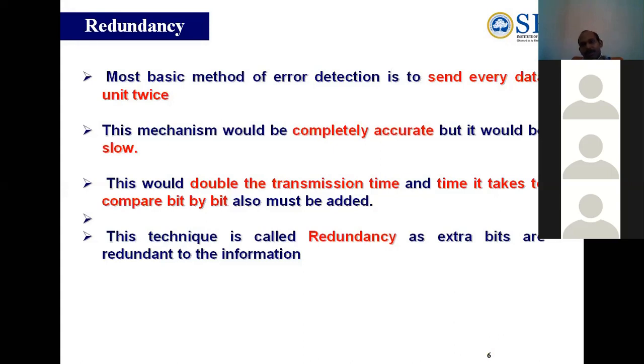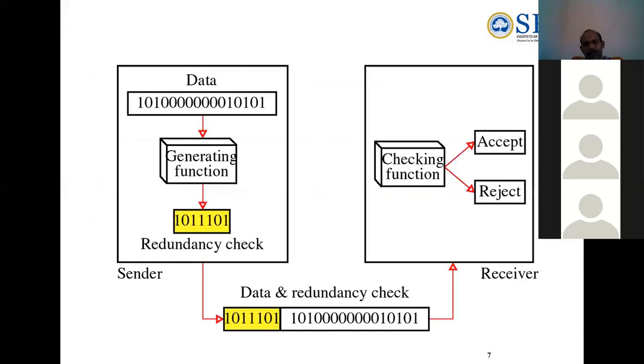Before CRC, this was the technique that was adopted. When you want to send a message, duplicate the message, and the redundant message will also be sent along with the original information. The drawback is that complexity increases. That is one of the problems. So to avoid this, we use CRC, cyclic redundancy check.